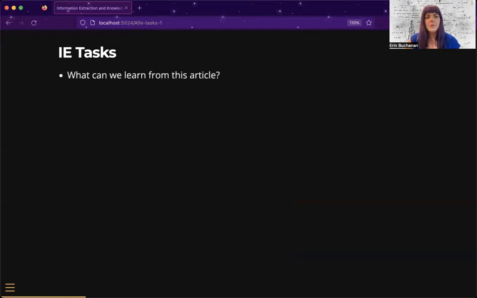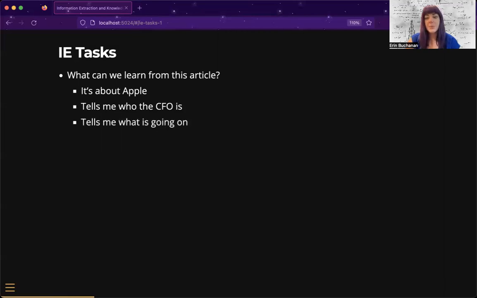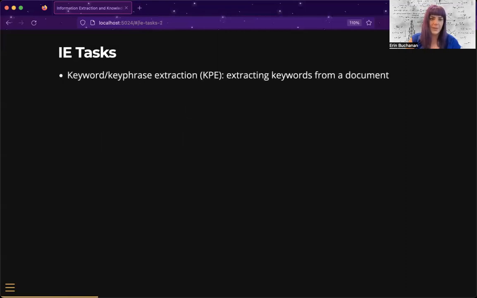And so if I'm looking at the article, what I might learn is that it's about Apple, the company, not Apple, the fruit, right? So name disambiguation. It tells me who the CFO or the chief financial person is. It tells me what's going on, okay, stock buybacks. So how do we extract that information?